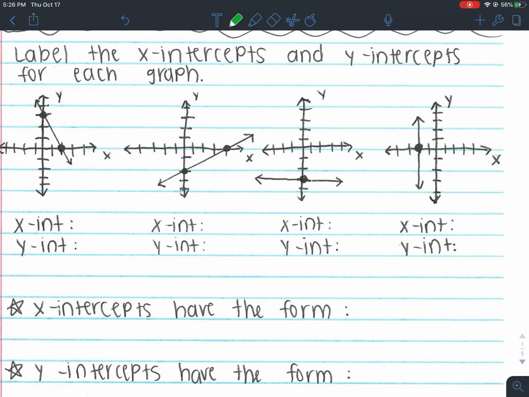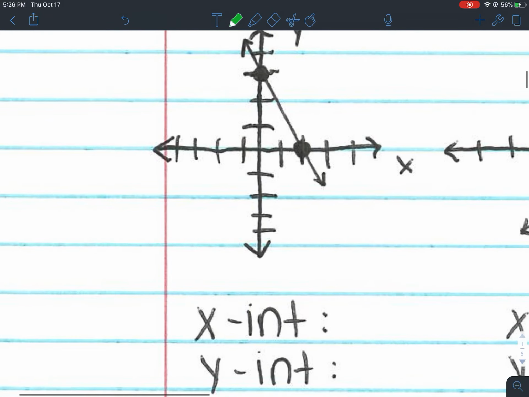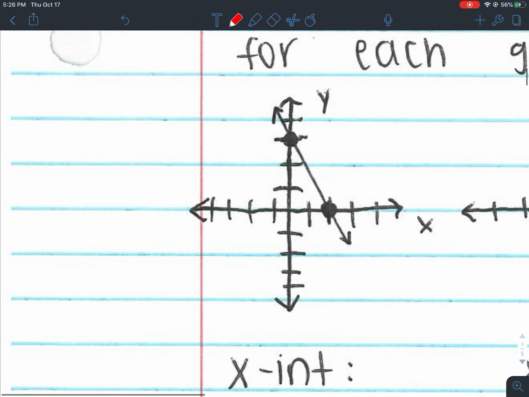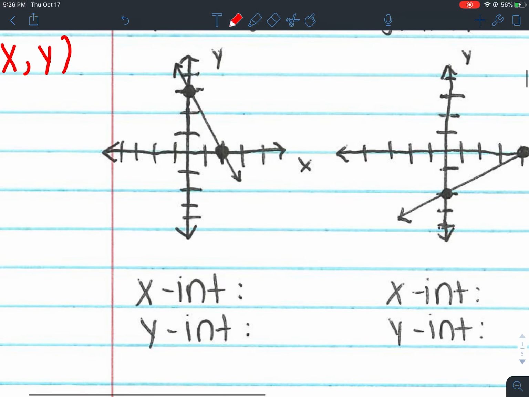Okay, so down here I have 4 graphs, and we're going to identify the x and the y-intercepts. So label the x and y-intercepts for each graph. I'm going to start on this first graph. Now, when we're talking about ordered pairs or coordinate points on a graph, we always want to write it as a point. And points are written x, y. So you always want to move in the x direction, so left or right, and then you want to move up or down in the y direction.